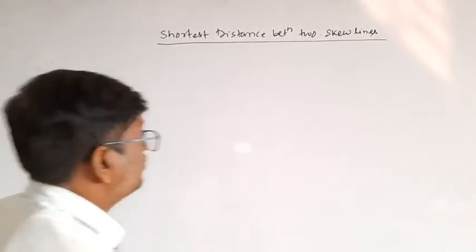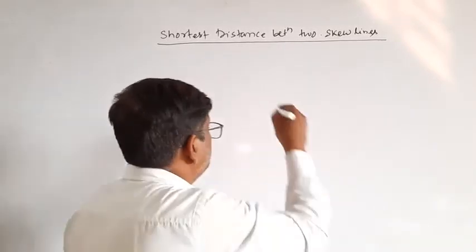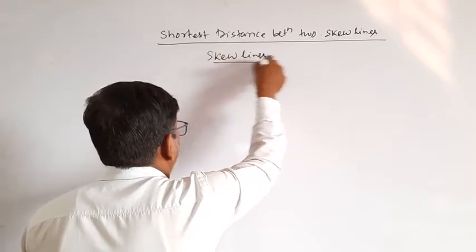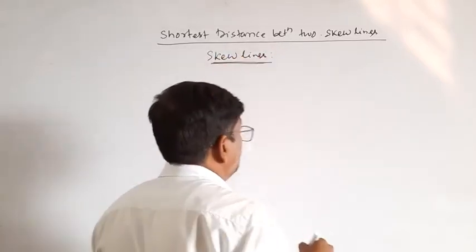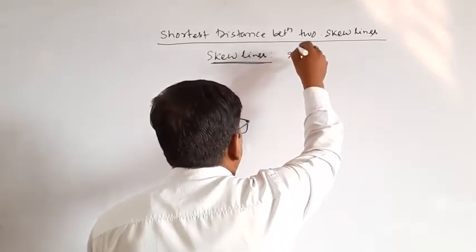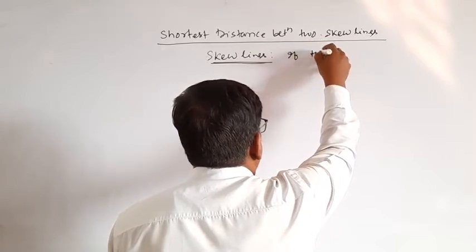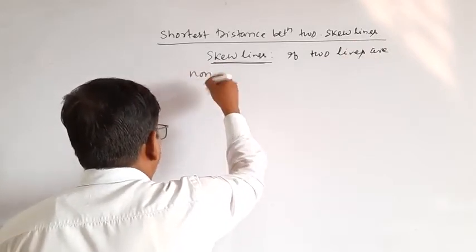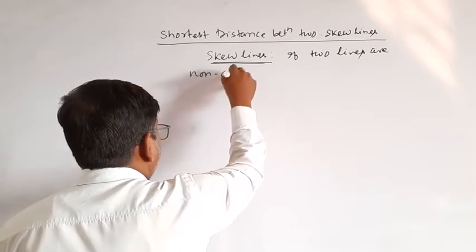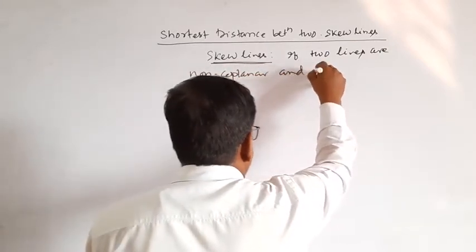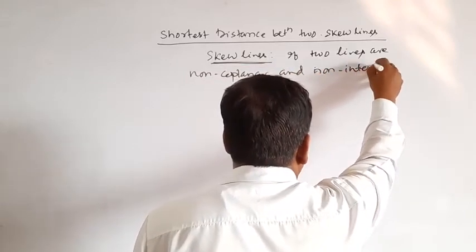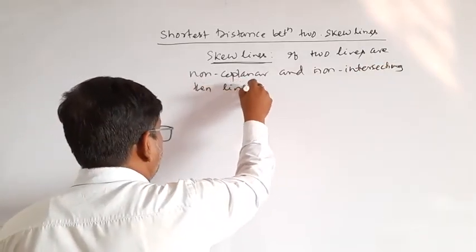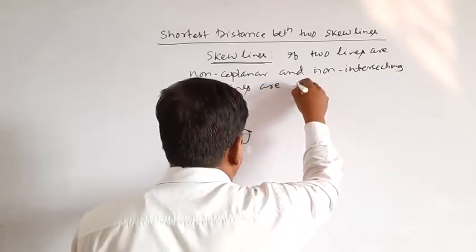Now, shortest distance between two skew lines. What are skew lines? Skew lines means if two lines are neither coplanar nor intersecting, that is, non-coplanar and non-intersecting, then the lines are called skew lines.